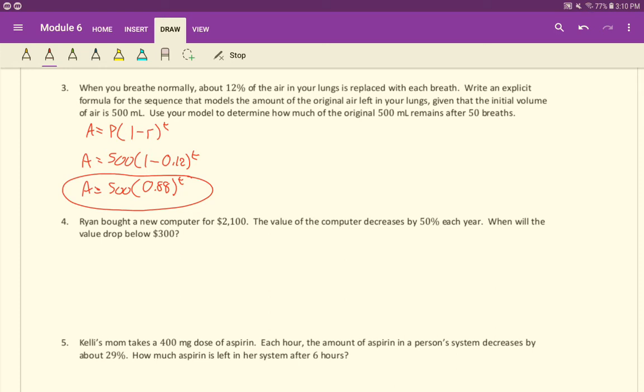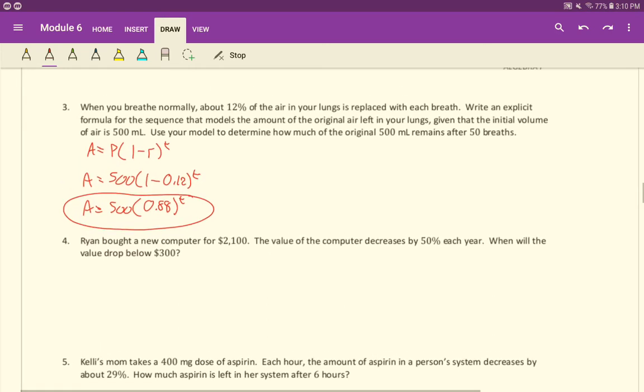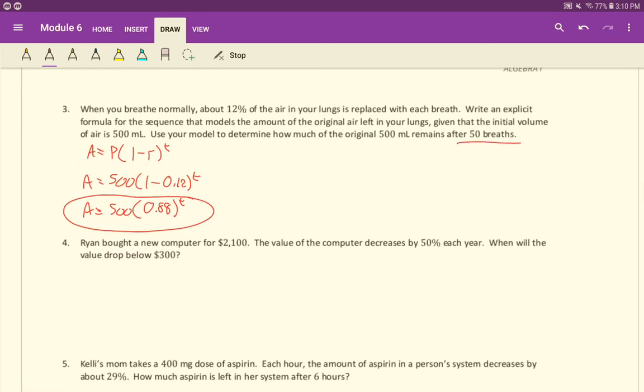And then use the model to determine how much of the original 500 milliliters remains after 50 breaths. So we want to figure out how much of the original 500 milliliters remains, which means we're going to solve for A. Where does the 50 go? 50 goes in for T, the number of breaths in this case. So it'll be A equals 500 times 0.88 to the 50.